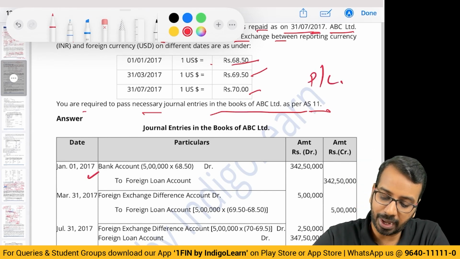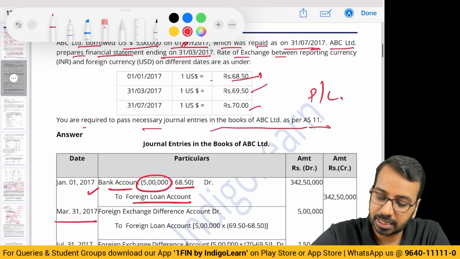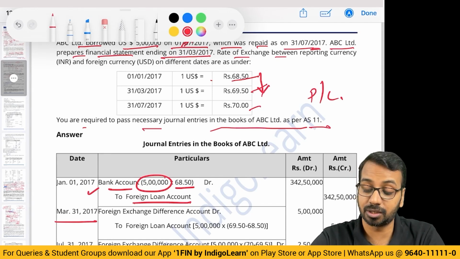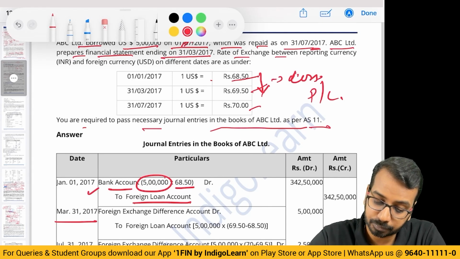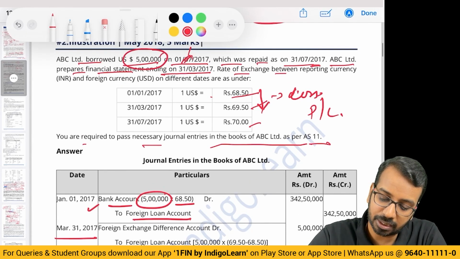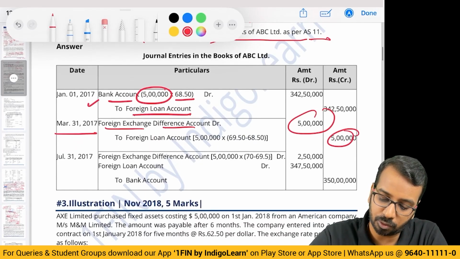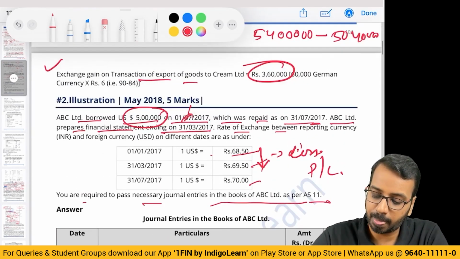When you take the loan, bank account debit 5 lakhs into the exchange rate to loan account. On 31st March, the USD rate has increased, means there is a loss to us. Loss of how much? $5 lakh into 1. So 5 lakh is the loss. Foreign exchange difference account to foreign loan account. Then this will be transferred to P&L. P&L debit to foreign exchange difference. Then on settlement, it is 70.